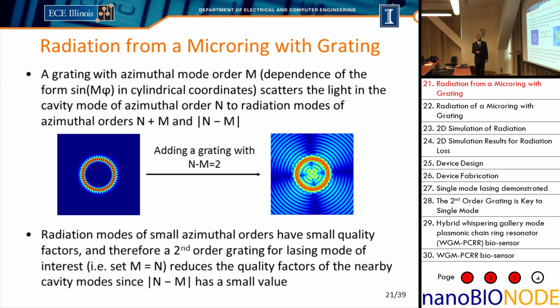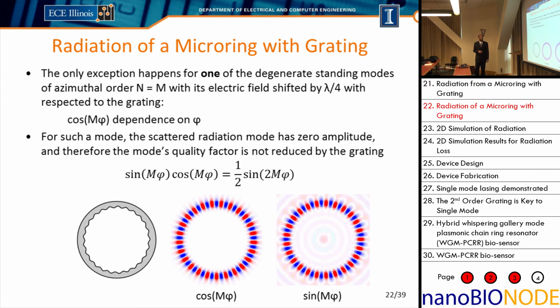So the radiation modes of small azimuthal orders have small quality factors. So by putting the second order grating on the structure, I can select a specific lasing mode. I'm going to set m is equal to n, and I'm going to reduce all the quality factors of all the modes except for one mode. So there's one exception, and I keep bringing this up, but the one exception occurs when n is equal to m and the electric field is shifted by exactly 1/4 wavelength relative to the grating. So if I have a cosine m phi dependence on phi and a sine n phi dependence of the grating, when I multiply these two together, the sine times the cosine gives me the sine of the double angle.